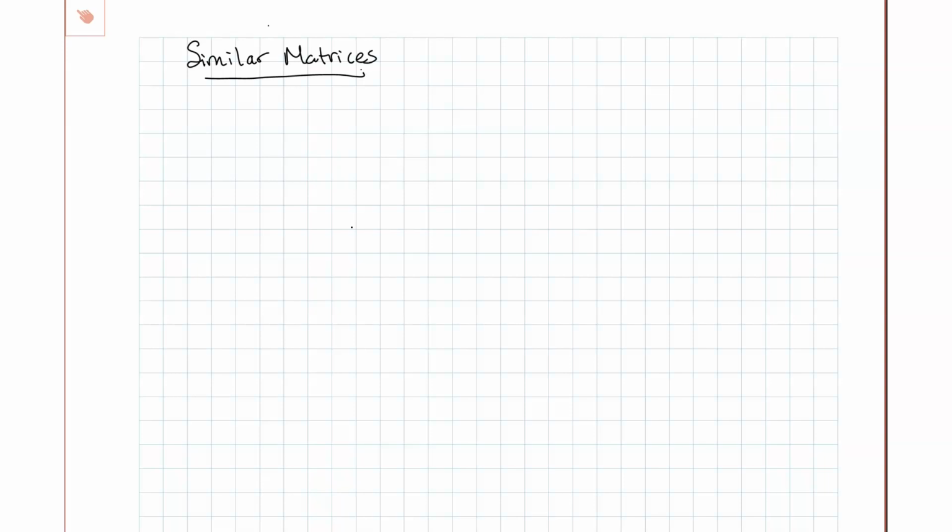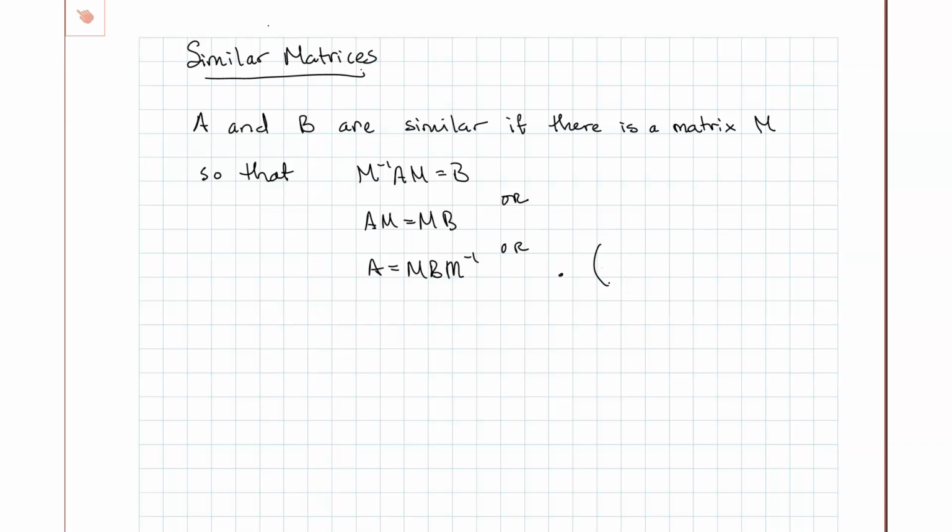Two matrices are similar if they're related to each other in a special way by another matrix. All the matrices are assumed to be square and of the same size. So this says that these two matrices are similar if you can find a matrix M so that M inverse times A times M is equal to B. Now just using basic linear algebra, we can rewrite this as AM equals MB, right? Taking M and multiplying on both sides. And multiplying on the right by M inverse, we can get this. So these are all three equivalent ways of saying that two matrices A and B are similar.